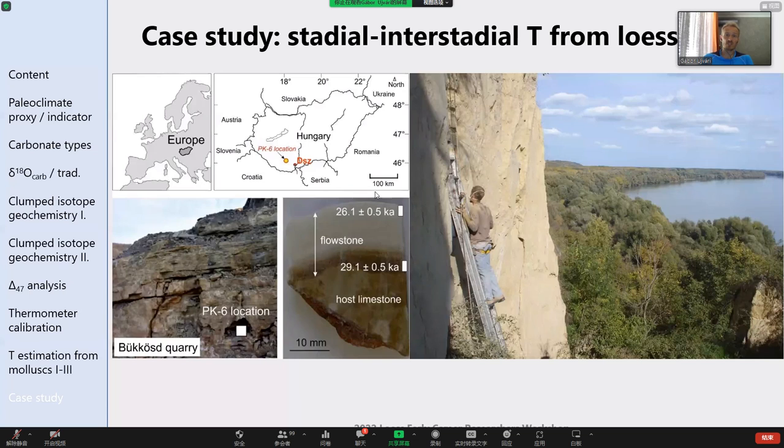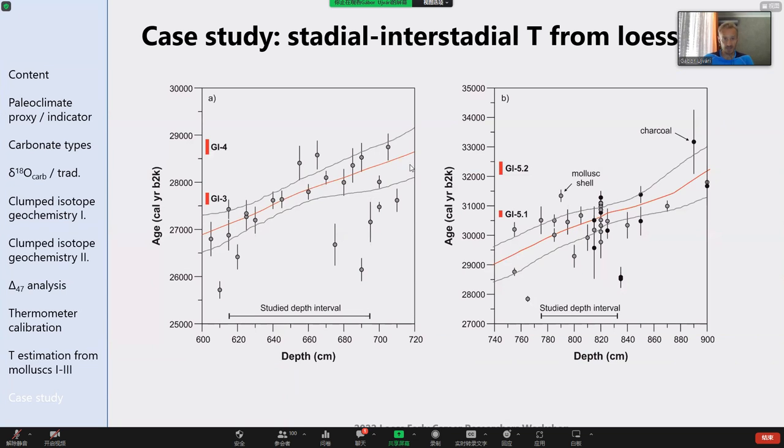And we wanted to compare our reconstructed stadial interstadial temperature change values with flowstone, which is uranium thorium dated for 30 to 26 Ka. And this is from a nearby location. And we were really interested in the results.